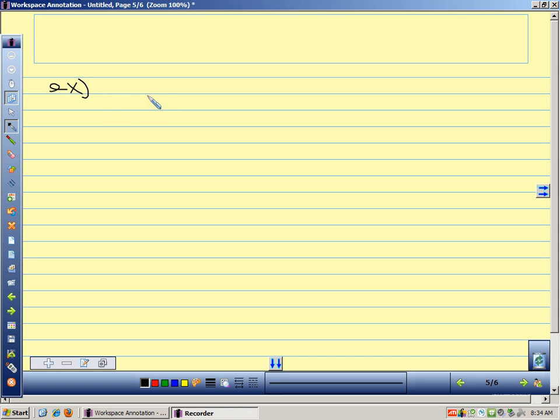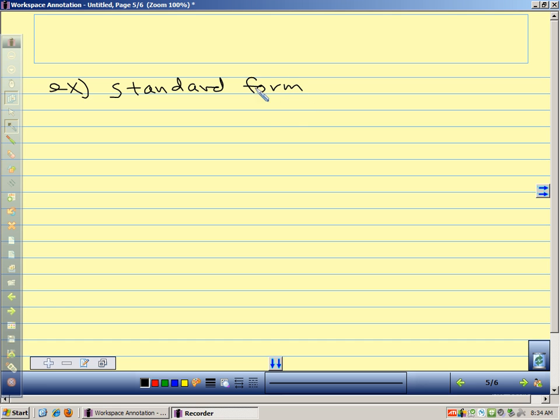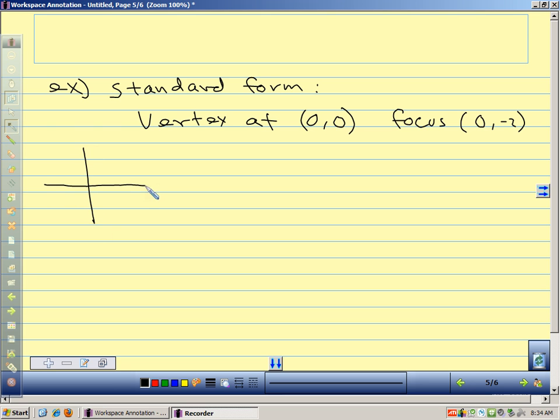All right, for this example, we want the standard form for a parabola with the vertex at 0, 0 and the focus at 0, -2. So we want to write our standard form equation for this parabola. What I suggest on these problems is make a quick little sketch. So here's my x and y axis. My vertex is at 0, 0, so my vertex is here. And my focus is at 0, -2, so my focus is down here.